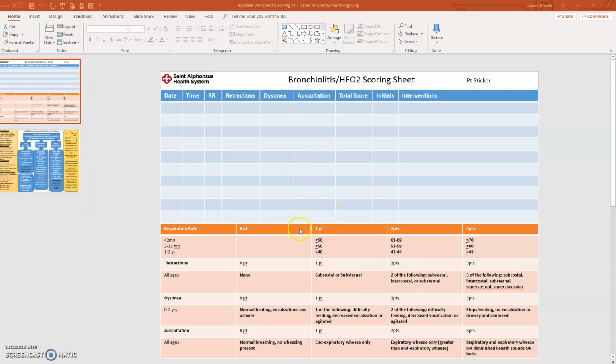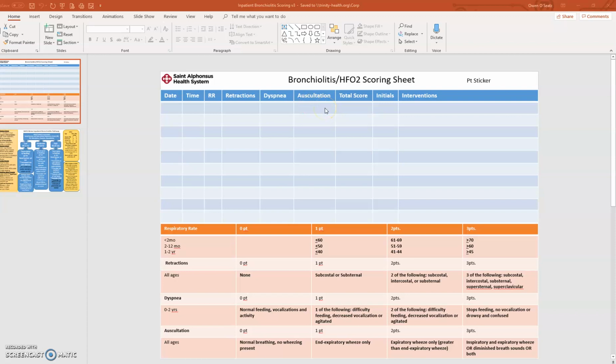Basic scoring here is a 0 through 3 process with the criteria listed below, so you need to read through and familiarize yourself with the criteria and what we need to be looking for when we're assessing the pediatric patient. Over to the left here, we have respiratory rate, retractions, dyspnea, and auscultation. The findings should be recorded here.